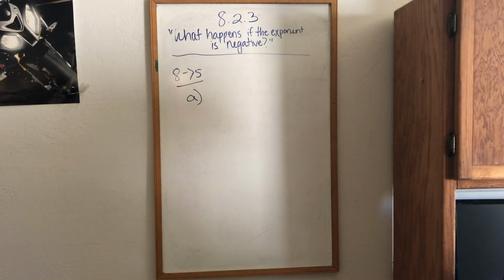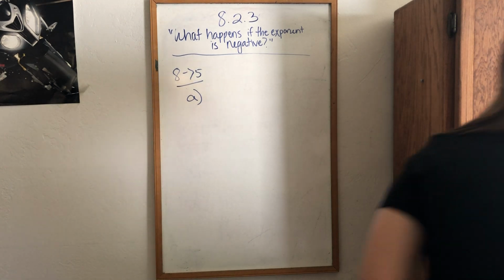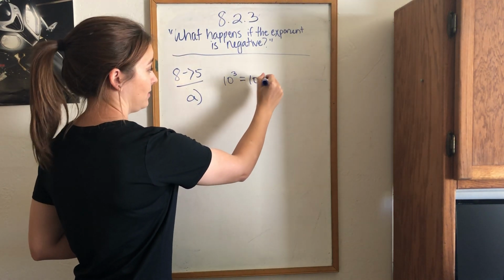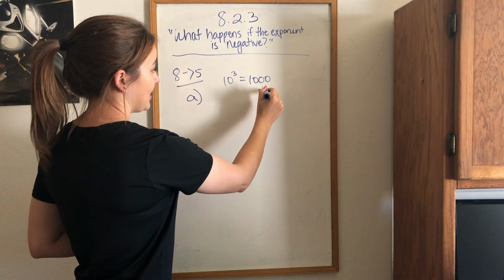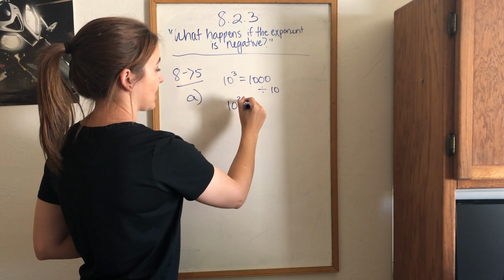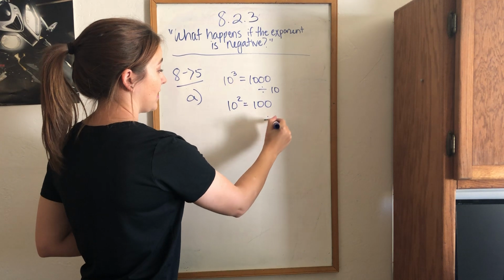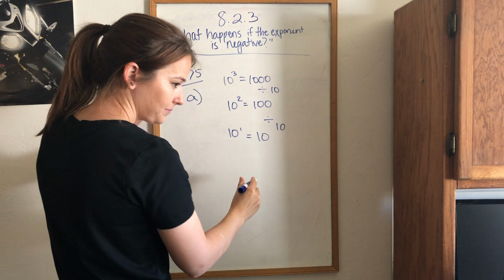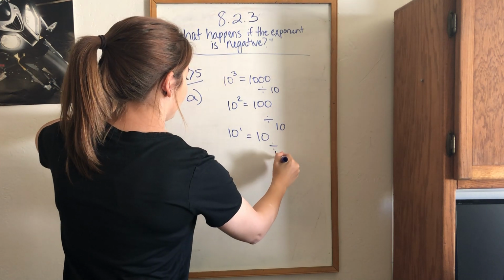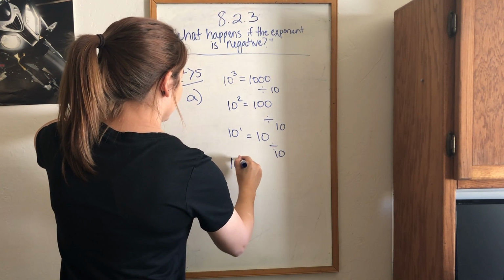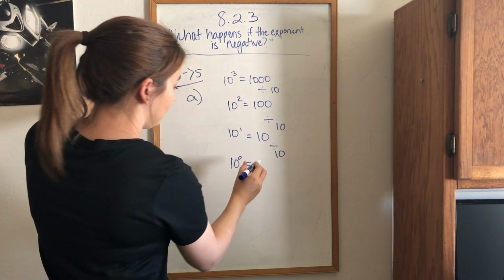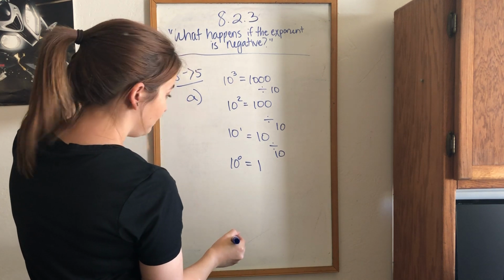So we're going to write down his pattern, which is in the book. And it starts with 10 to the third equals 1,000. Divide that by 10, and you get 10 to the second equals 100. Divide that by 10, get 10 to the first equals 10. Then it says divide by 10. So now it's giving us 10 to the 0. So if I divided 10 divided by 10, I get 1. So 10 to the 0 equals 1.